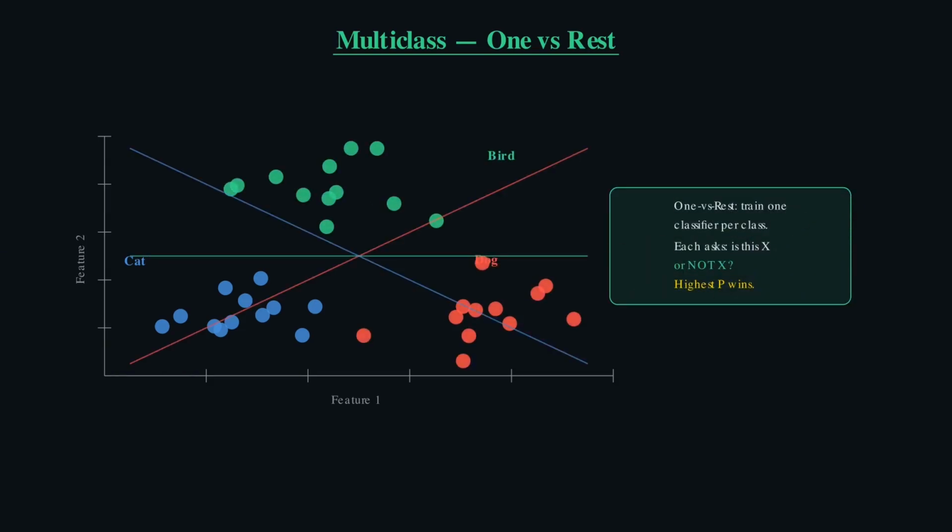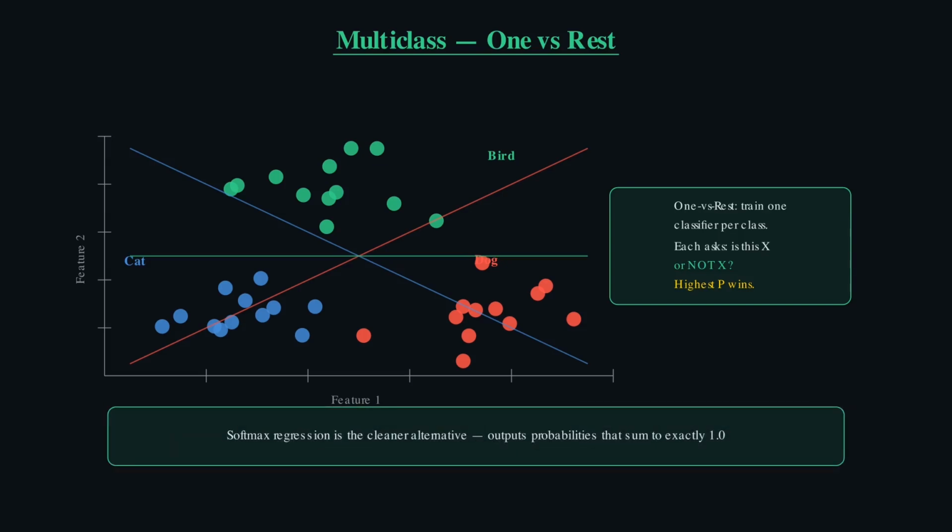When you have more than two classes, one-vs-rest trains one binary classifier per class. Each one asks, is this a cat or is it not? Is this a dog or is it not? At prediction time, the class with the highest probability wins. Softmax regression is the cleaner alternative. It outputs probabilities that all sum to exactly 1.